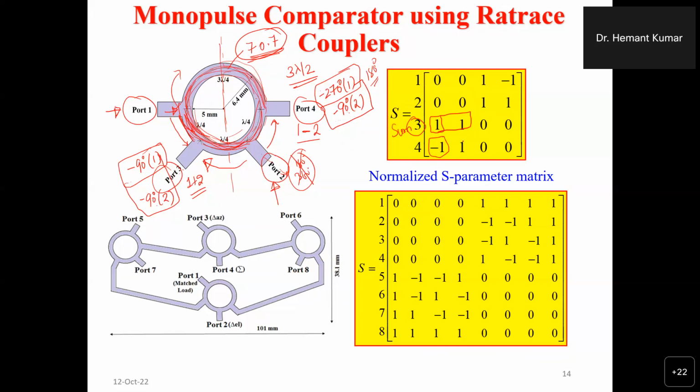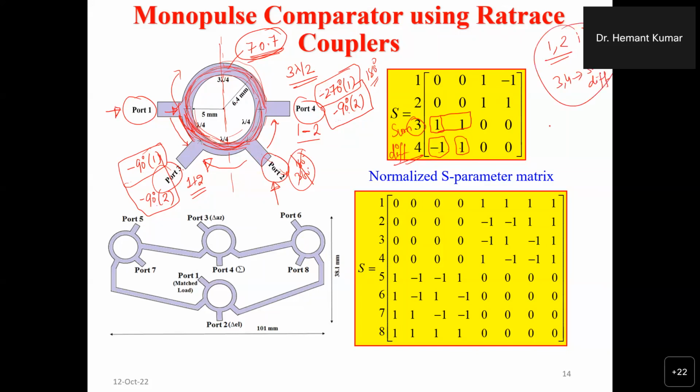Here you are getting minus 1 plus 1. It means we are getting the difference of these two. So the difference is obtained at port 4. So basically this rat race coupler can be used as a sum and difference network. And one more advantage of using a rat race coupler: any of these two ports you can use as an input port. You can use 1 and 2 as input ports, then 3 and 4 will give you sum and difference.